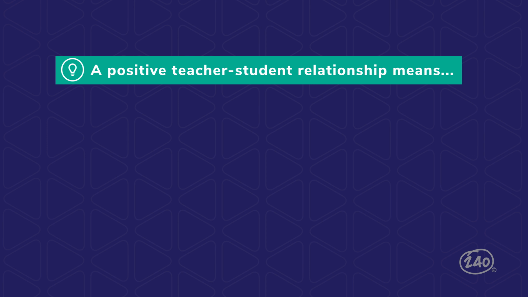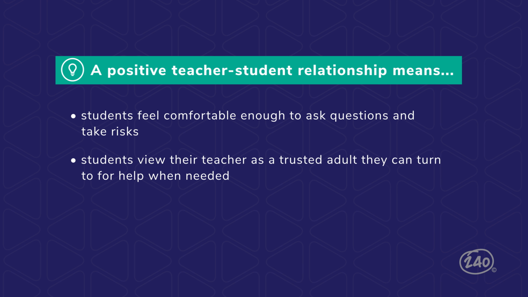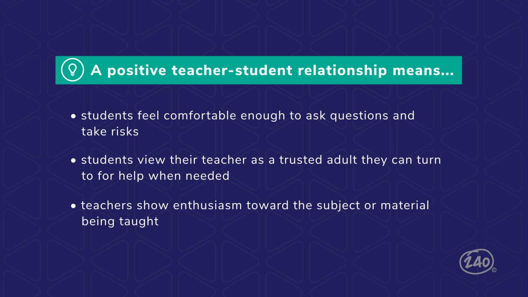A positive teacher-student relationship means students feel comfortable enough to ask questions and take risks. Students view their teacher as a trusted adult they can turn to for help when needed. And teachers show enthusiasm towards the subject or material being taught. If students can tell you aren't very enthusiastic about the lesson, why should they be?